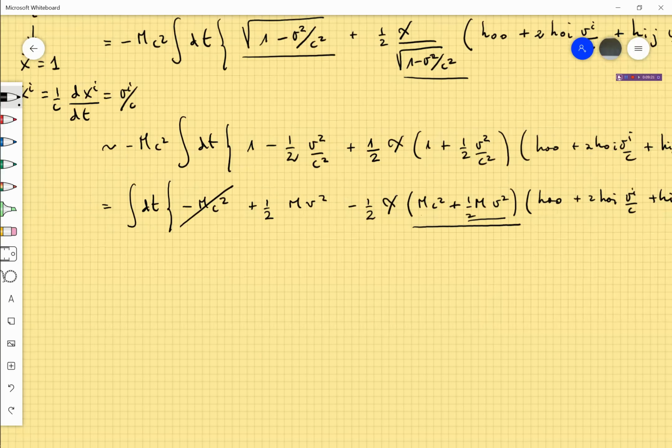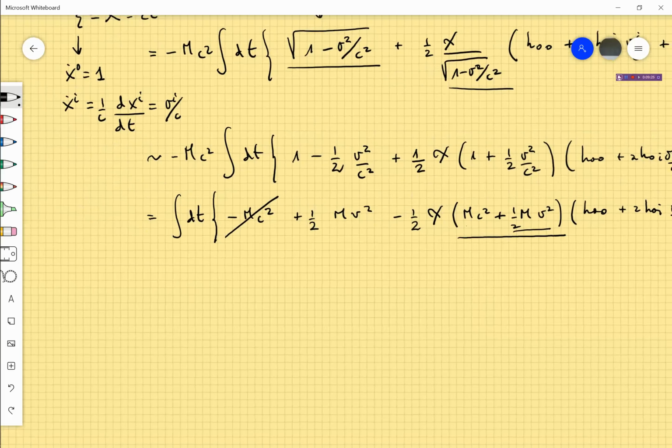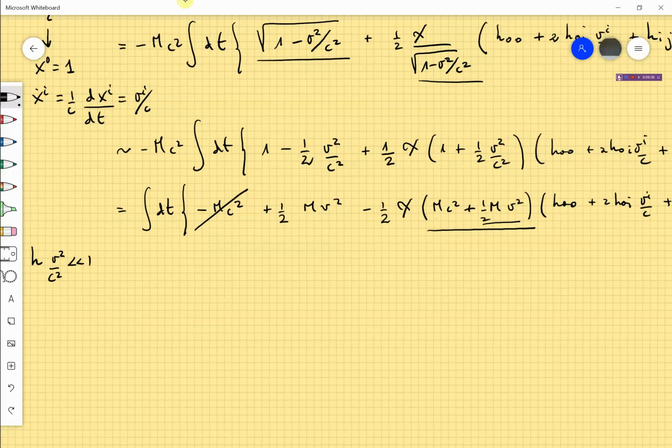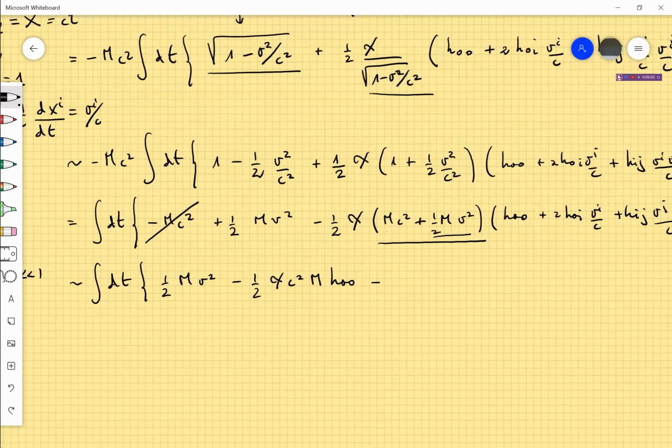Okay, now I am going to make a further approximation. I am going to ignore all the terms which are of order h times v squared divided by c squared, because I am going to consider them much smaller than 1, and then in this approximation we get a half of mv squared minus a half chi c squared m h00 minus chi m c squared h0i vi divided by c.